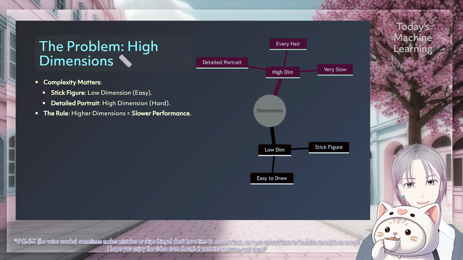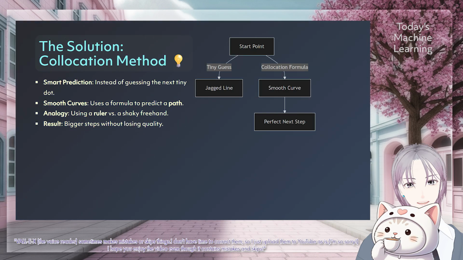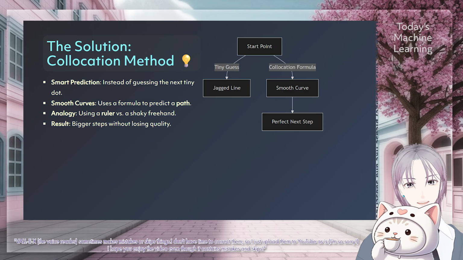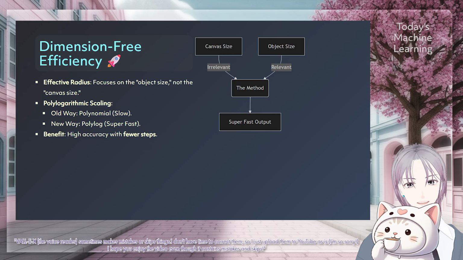Usually high dimensions make things very slow, but this new paper proposes a super clever method. They found a way to take bigger steps without messing up the picture. They use a special math trick called the collocation method. Basically, instead of guessing where the next tiny dot is, they use a smart formula to predict a smooth curve for the next few steps. It's like using a ruler to draw a straight line instead of trying to draw it freehand with a shaky hand. The best part, their method doesn't care how big or how dimensional the problem is.